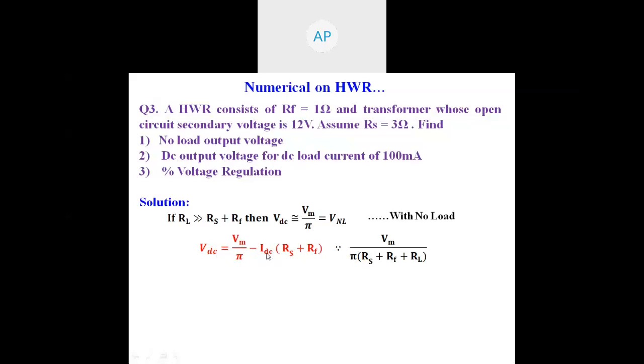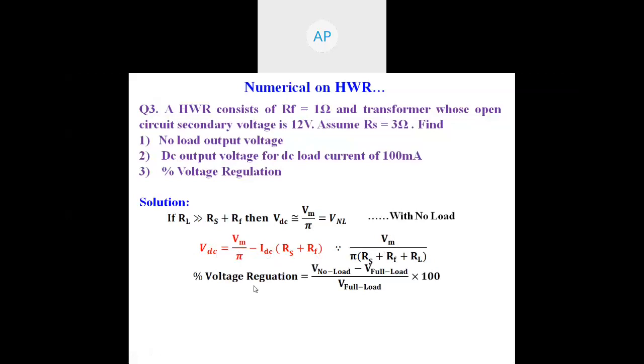So IDC is given as Vm divided by pi into (Rs plus Rf plus RL). Sorry, this is the Im value. So you have to find the Im value, and from that find IDC, which is given as Im divided by pi. Or simply you can plug in, since Vm divided by pi is nothing but Im, and you will have this expression. You have to try it yourself. Here we want to find the full load voltage at 100 milliampere.